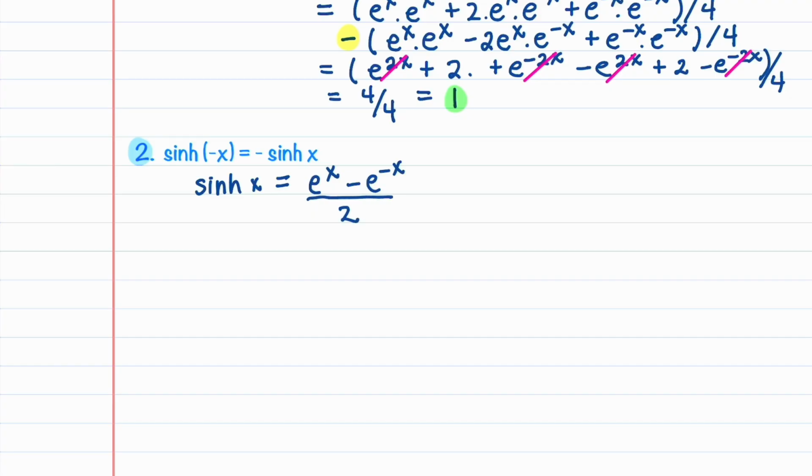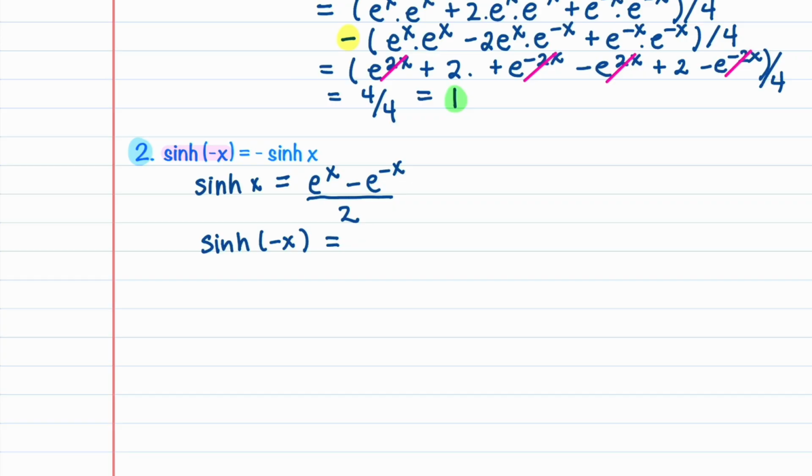Whenever you're doing proofs, you always want to start with the more complicated side. In this proof, the more complicated side is sinh of minus x. So let's write down what sinh of minus x is, and then we'll simplify it to be minus sinh of x.